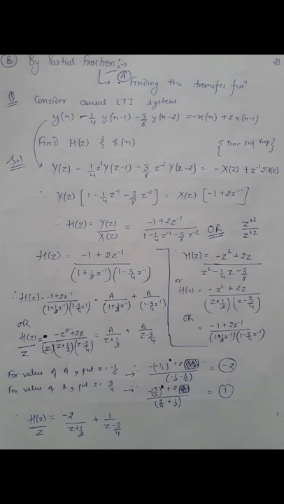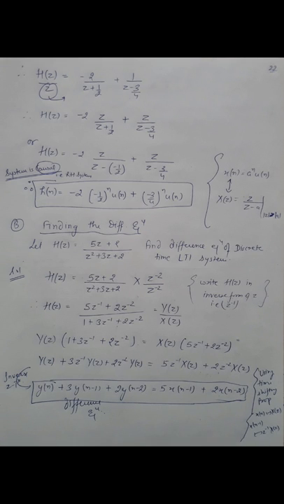Because in the question it is given that we consider a causal LTI system. Causal means a right hand side system. That's why we take a raised to power n u[n]. Second case, we have to find the difference equation. A simple one. A transfer function H(z) is given, and we have to find the difference equation of the discrete time LTI system.